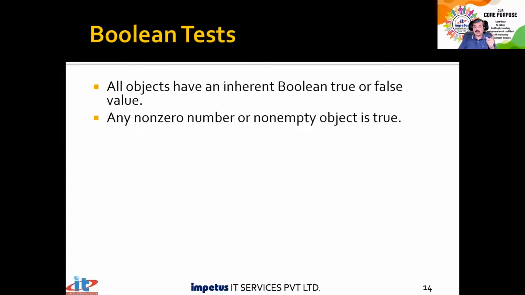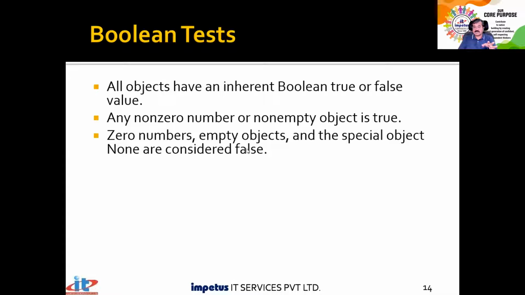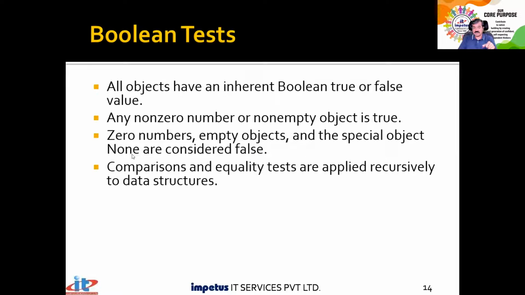Any non-zero number or non-empty object is true. Anything which is non-empty, anything which is not zero is true. Zero numbers, empty object, and special object, None, are considered to be false. So None is another type of object. If its value is None, that is also false.